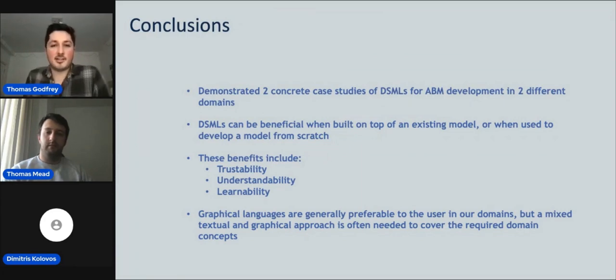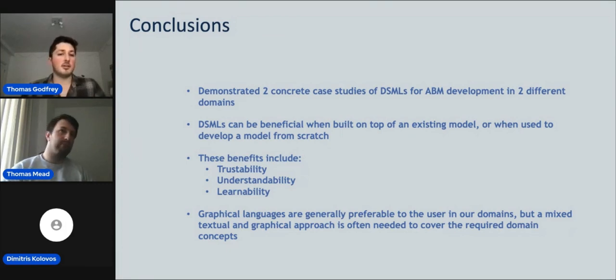So yeah, that's my case study, but now to our conclusions. In this talk, we've demonstrated two different DSLs for agent-based model development, across two different domains. In Tom's case, he's building a DSL on top of an already existing model, whereas I'm basically starting from scratch. There's no underlying model there already. In both cases, though, we've been able to benefit from using DSLs to improve the accessibility of simulation modeling as a process.